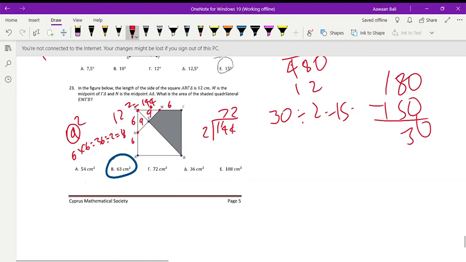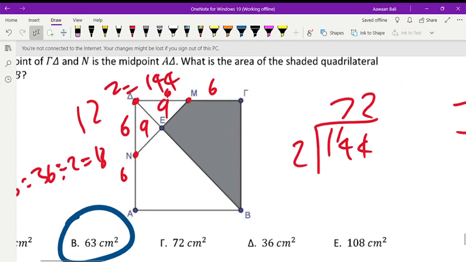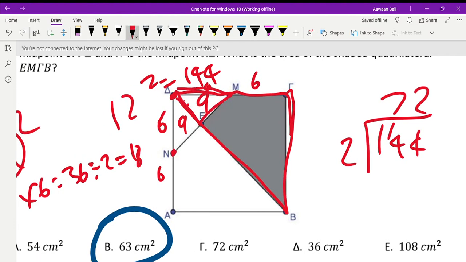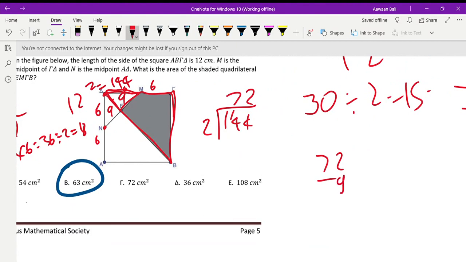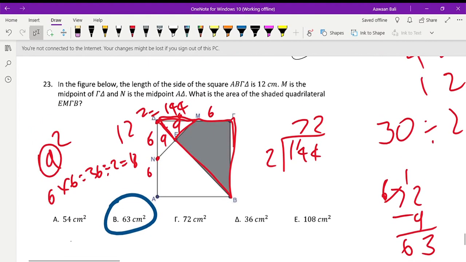And now basically what we can do is that we know the whole triangle is 72, and the area of this is 9. We can just do 72 minus 9, and you get 63. So therefore the answer is beta, 63 centimeters squared.